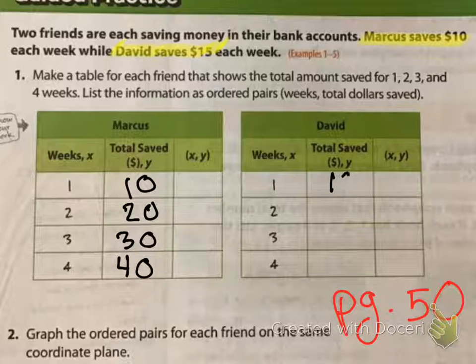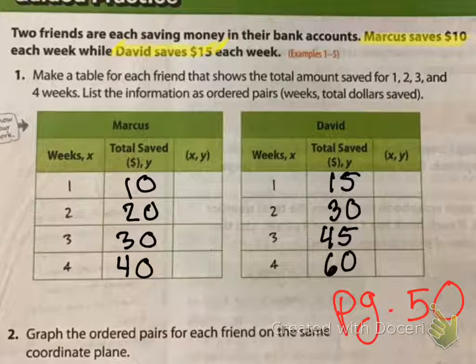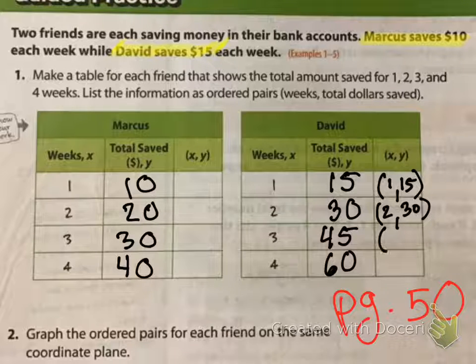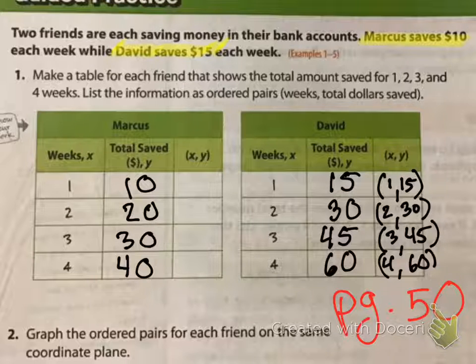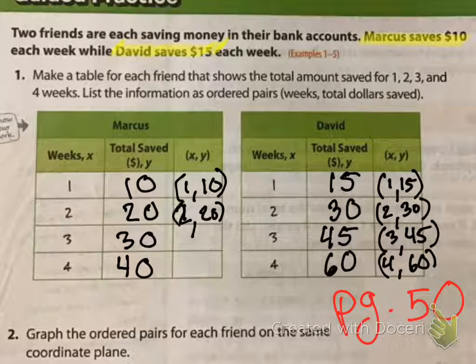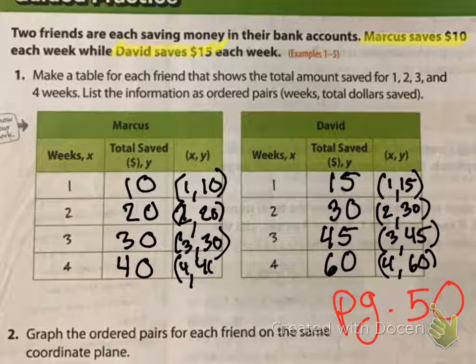Yes, he starts off with 15, and then we go to 30. Then we go to 45, and then we go to 60. So, our XY points would be (1, 15), (2, 30), (3, 45), and (4, 60). Excellent. And on the other one, it's (1, 10), (2, 20), (3, 30), and (4, 40). Excellent. This was the easy stuff.